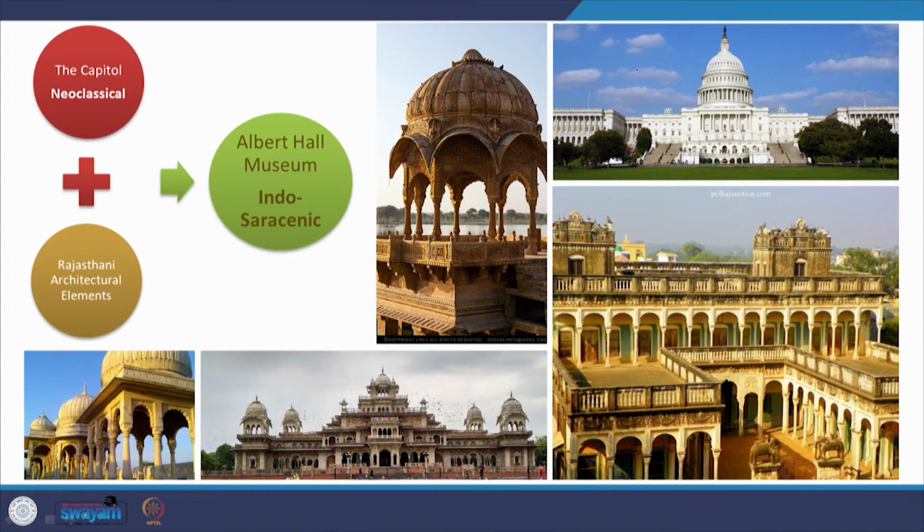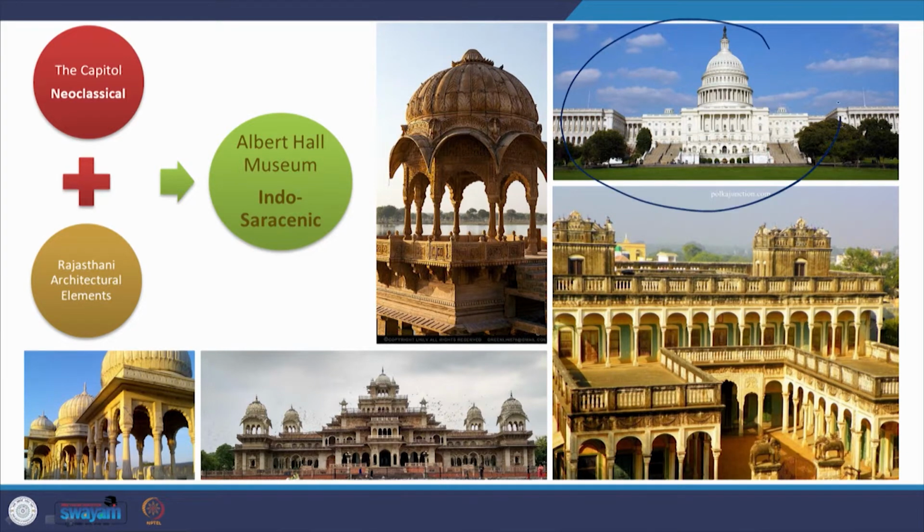Now to give you an idea of how this amalgamation works, let us take the example of the Capitol building of the United States in Washington. This Capitol building is designed in the Neoclassical style, that is the new form of classical architecture in Western Europe and even in the United States in the 18th century. Now this is merged with Rajasthani architectural elements, and we see that merger in this particular building, the Albert Hall Museum in Jaipur.